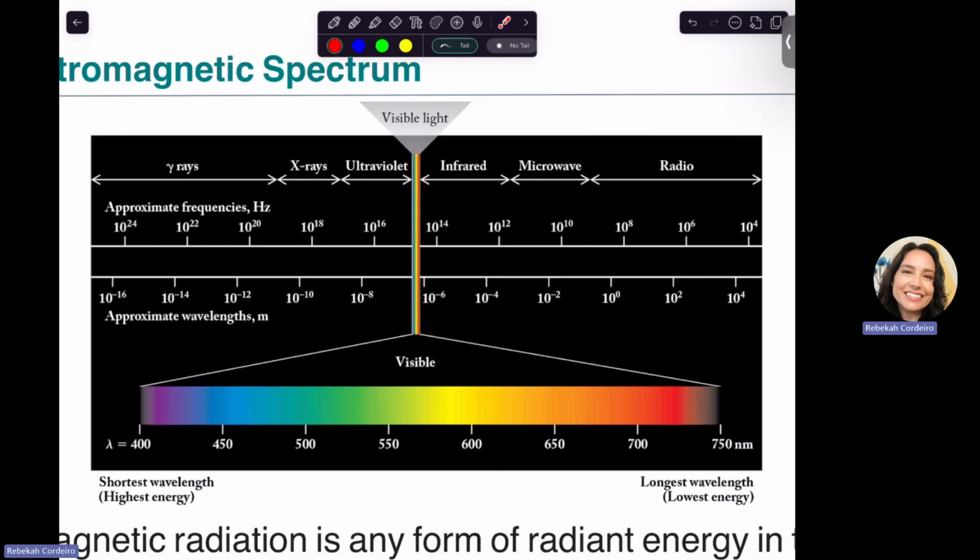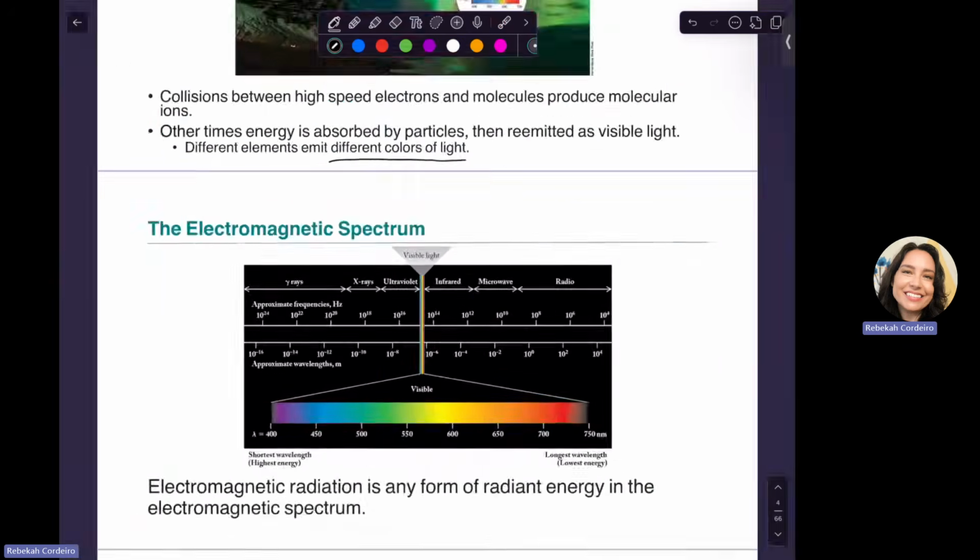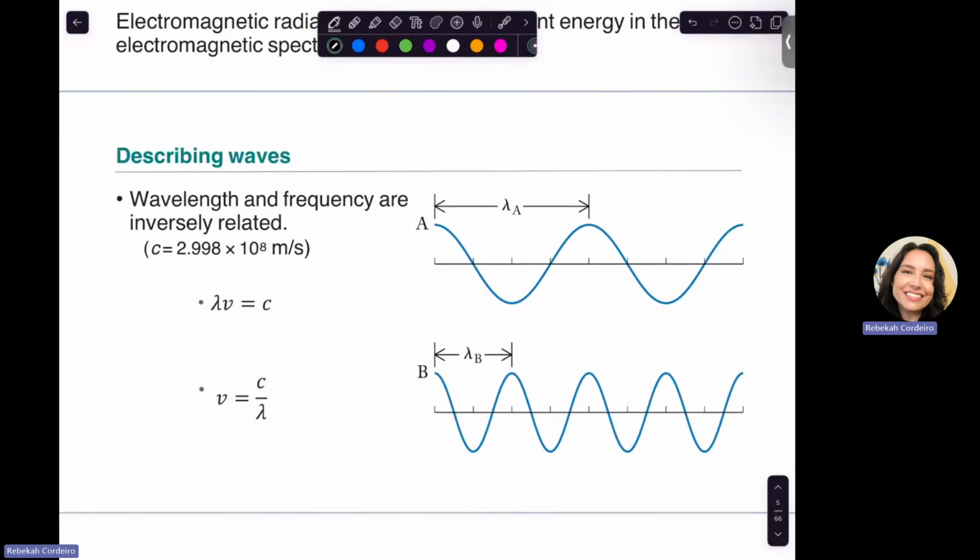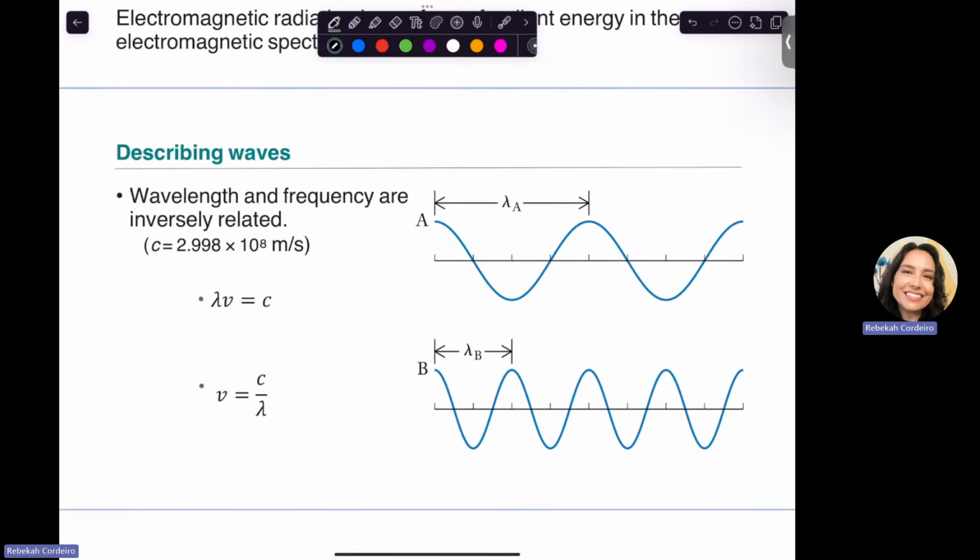We have two things: wavelength and frequency. Wavelength is the distance. I think I have a slide specifically. Yeah, so wavelength is the distance between two crests of the wave or two troughs of the wave. The wavelength is given by this symbol lambda. So the wavelength of wave A is from here to here, and the wavelength of wave B would be from here to here.